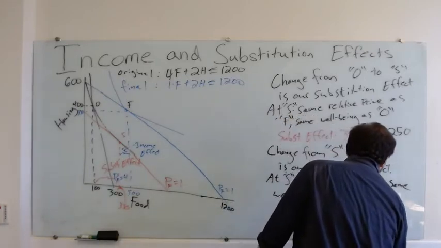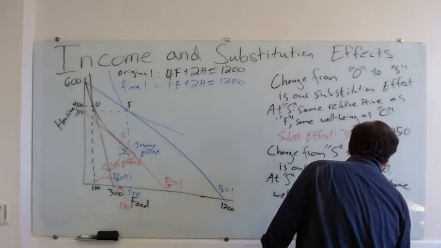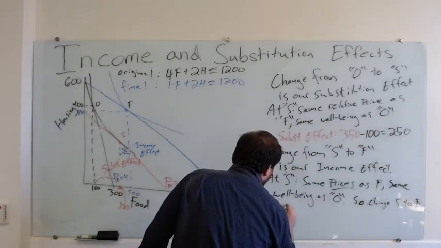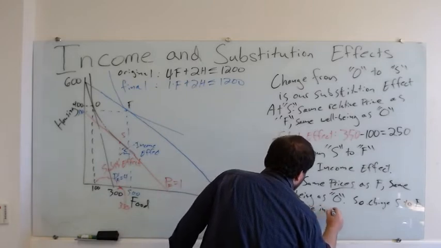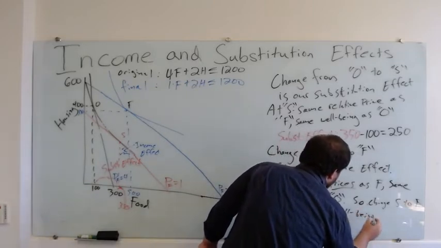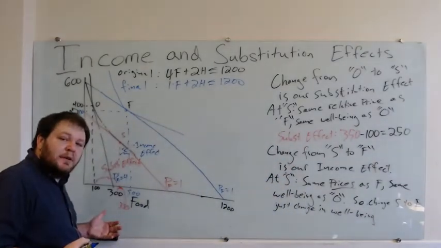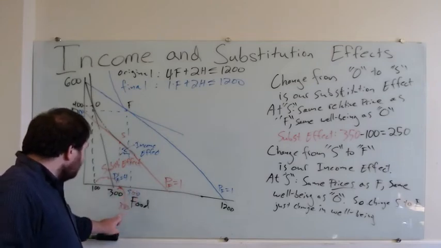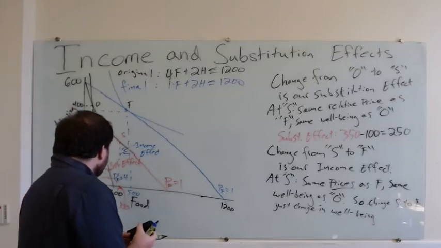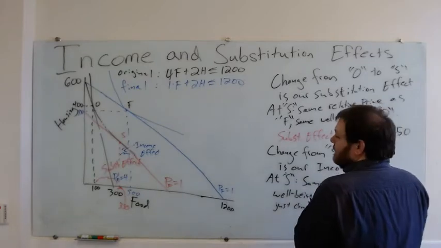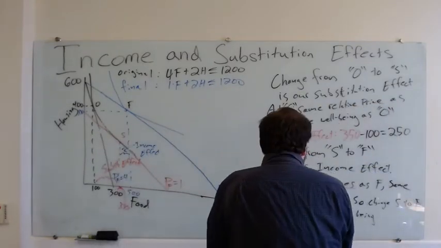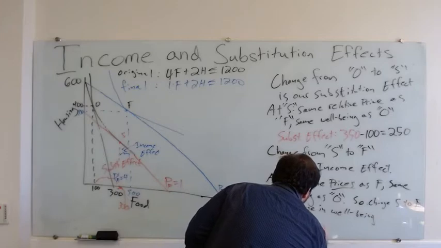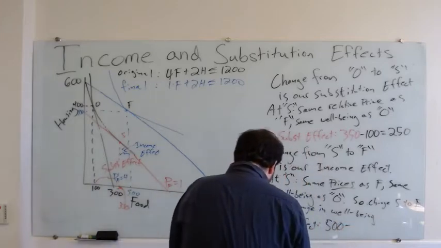Right? So change from S to F is just change in well-being. Right? So then what's our income effect? Our income effect is going to be where we are when we're better off and have a different price, minus where we are when we have a different price but are no better off. So I'm going to say, right, it's going to be 500 minus 350.